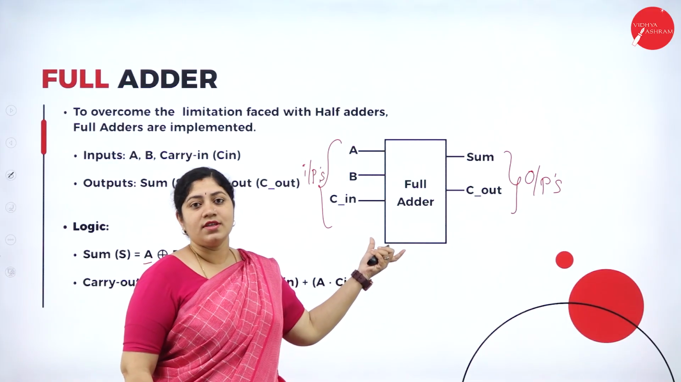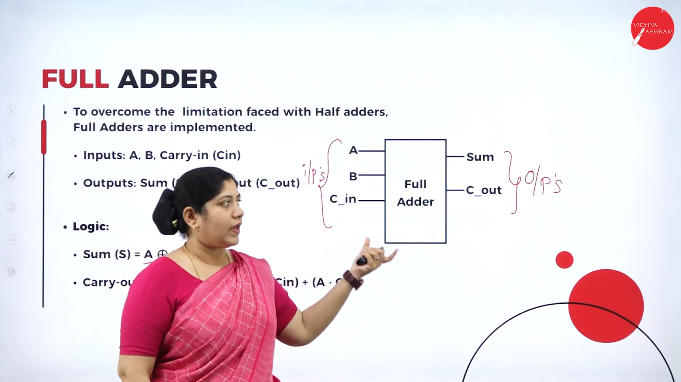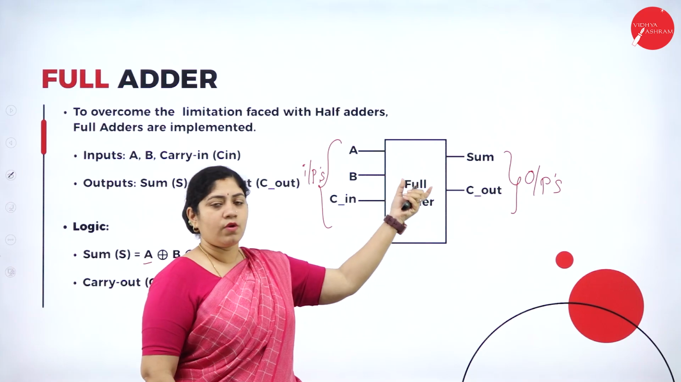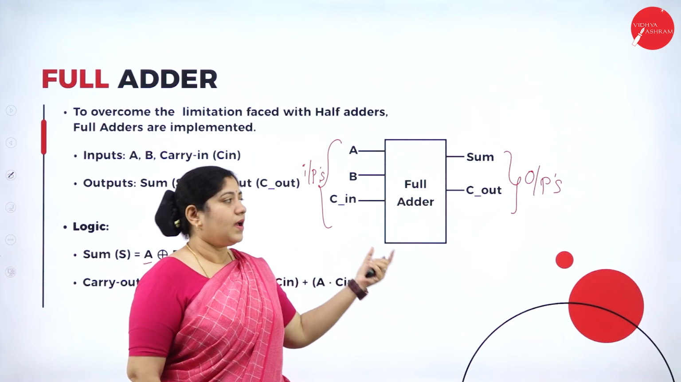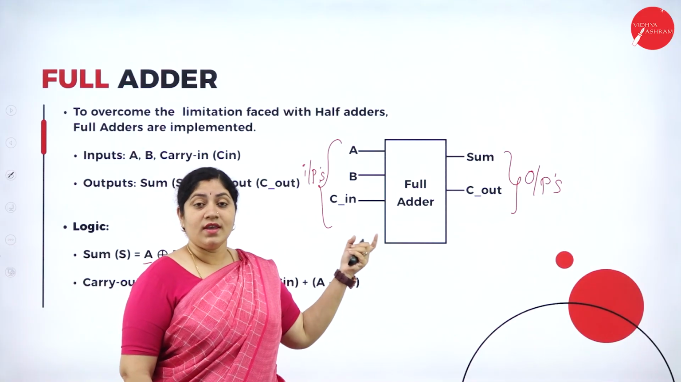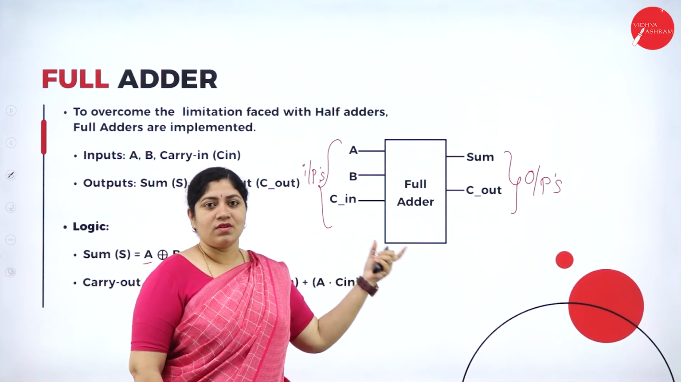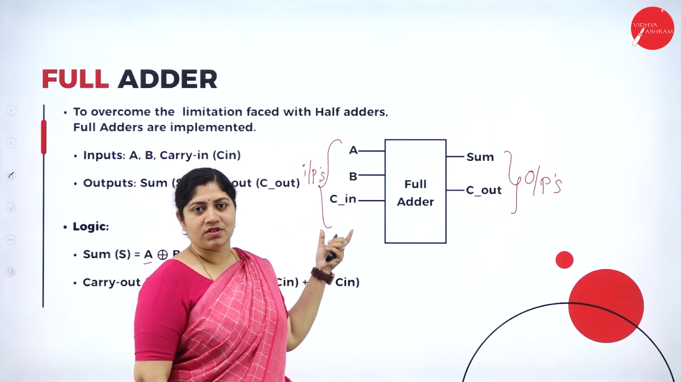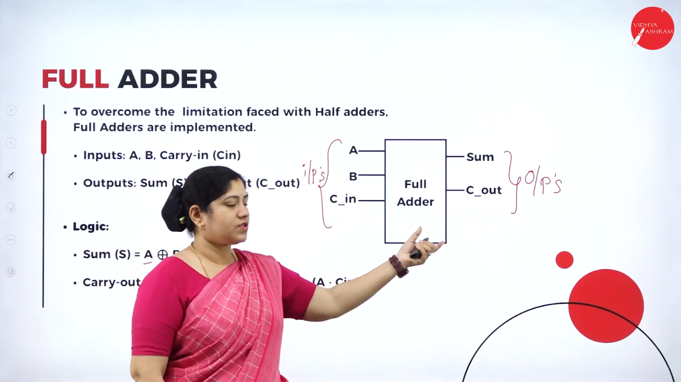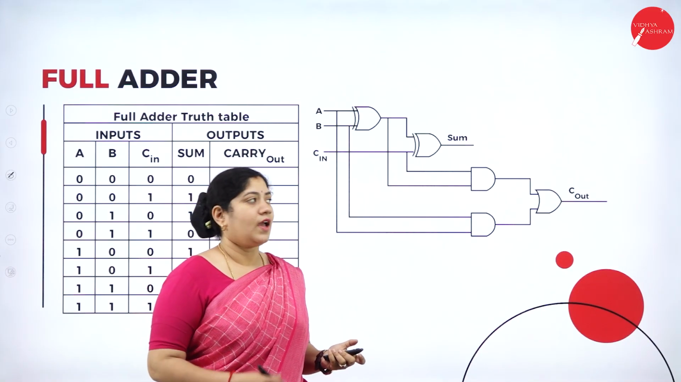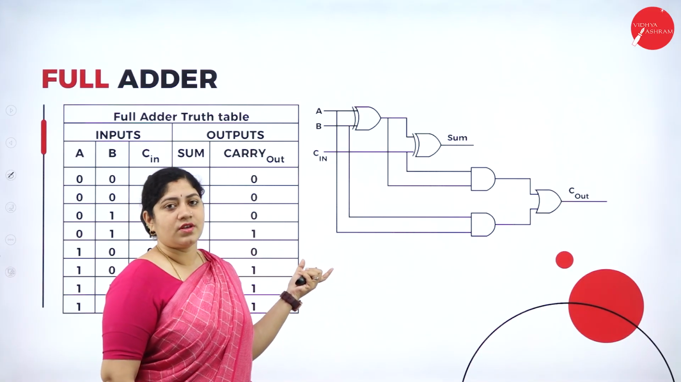Clear? This is a block diagram of full adder where you'll be dealing with 3 inputs, that is A, B and C in, followed by 2 outputs, sum and carry. As we are using C at both the input end and output end, in order not to get confused, we are specifying the input side as C in and the output side, that is the carry, as C out. Clear? So let's move forward and understand the logic diagram.